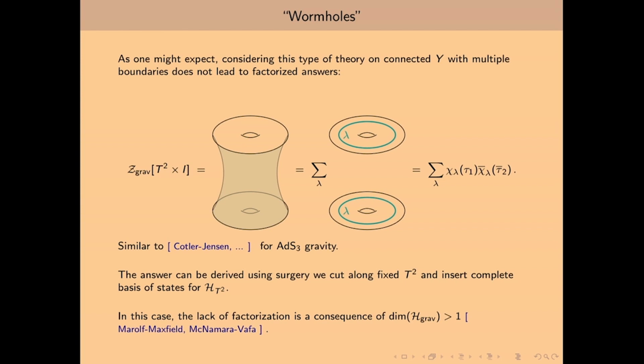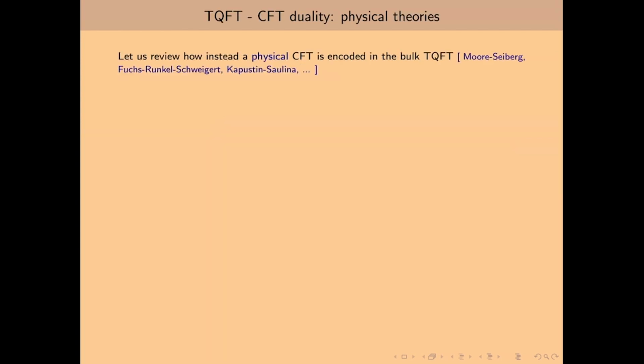So let us now review how you actually describe a physical theory using Chern-Simons theory, like a modular invariant CFT. This is all well-known stuff, so I'm just reviewing it so everyone can follow. I think the first paper where this was pointed out is quite an old paper by Moore and Seiberg, and then there was some paper in the 2000s by Fuchs, Runkel and Schweigert, and a long series, and then some papers by Kapustin and Saulina, and then much more recent literature.